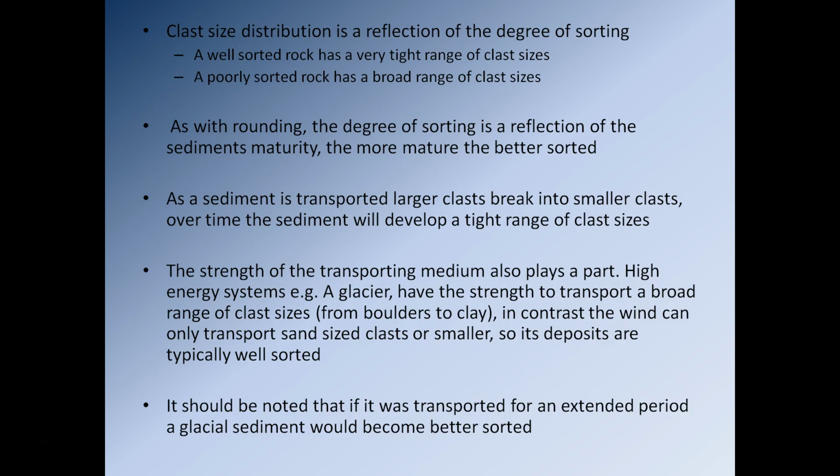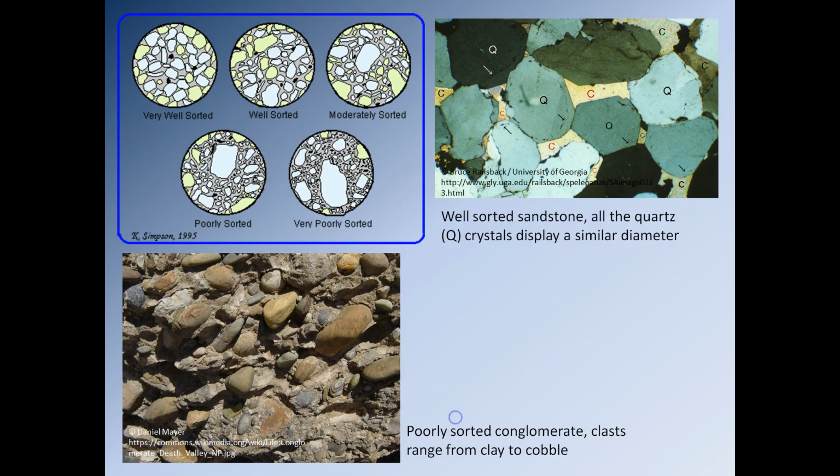And so once again, that tells us something about the system we're in. If we have a sediment that consists just of sand, that's going to give us some indications of the likely environment it could have formed in and the energy of that environment. It should be noted that if transported for an extended period of time, glacial sediments will become better sorted.